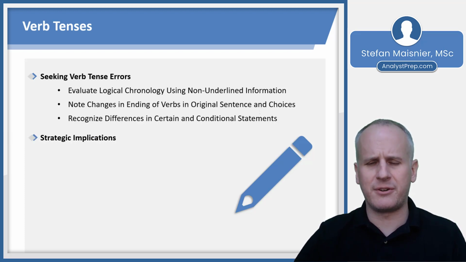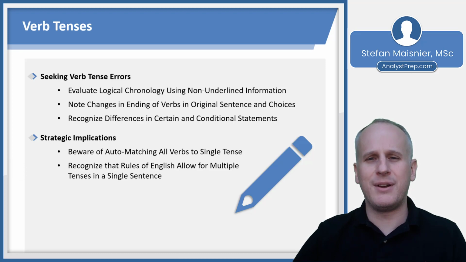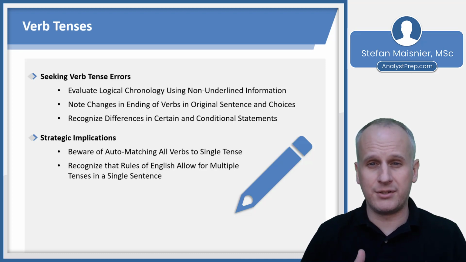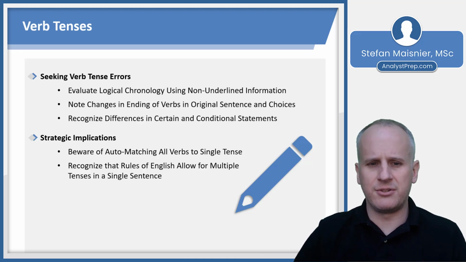So, strategically for verb tense errors, you want to beware of just auto matching all verbs to a single tense. The exam knows that test takers really like to do this, so you have to guard against that kind of simple mistake. Because you have to note that the rules of English allow for multiple tenses within a single sentence. So, for instance, I could say, I went to the store before I decided to go to the gym and plan on doing so after I do my homework or something of that nature. There's a bunch of different tenses in that sentence, but it's allowed because of the flexibility of the English language.